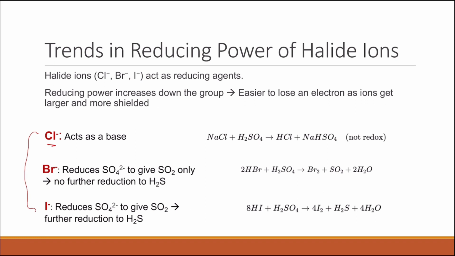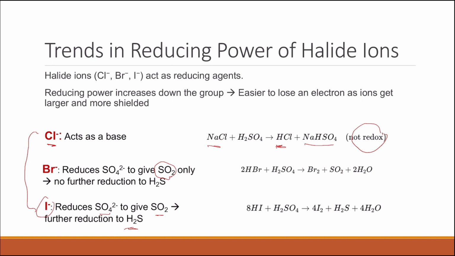Remember that chloride and fluoride, both of them, when they react with sulfuric acid, will act as a base. Just to give you hydrogen chloride, the sodium chloride will give you hydrogen chloride and sodium hydrogen sulfate. It's not a redox reaction. Bromide will reduce the sulfur in the sulfate ion to give sulfur dioxide only. It's not going to reduce it further to give hydrogen sulfide. In the case of iodide, because it has higher reducing power, it will reduce the sulfate ion to give sulfur dioxide, and then will reduce it further to give hydrogen sulfide.